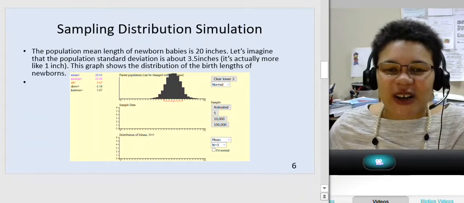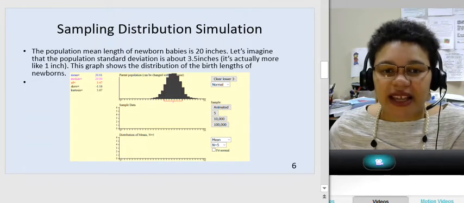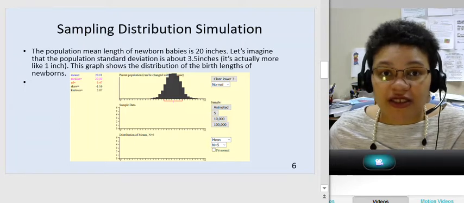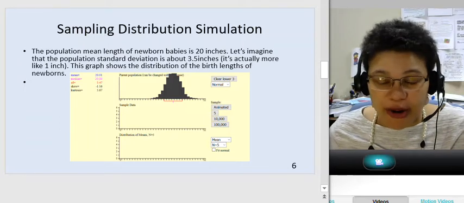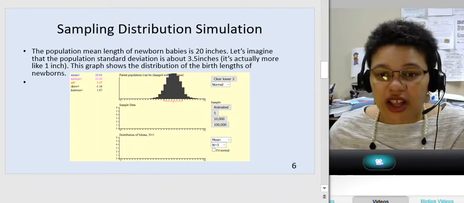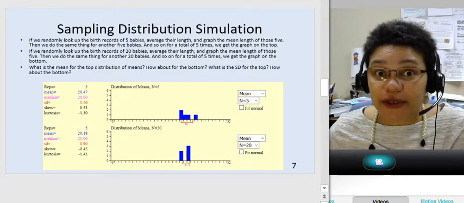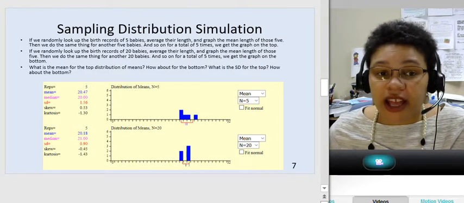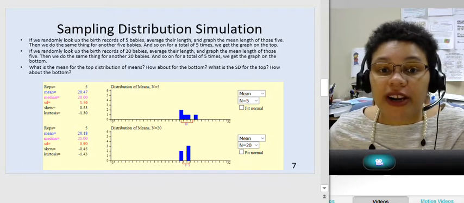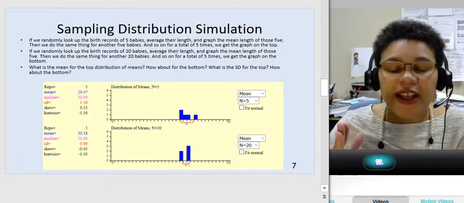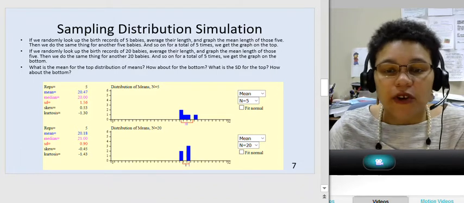Okay, so this is the population, right? These are the lengths. We're taking these actual babies, how long they are at birth, right? So the length of babies. Now, what if we take samples? If we randomly look up the birth records of 5 babies, average their length and graph the mean length of those 5.